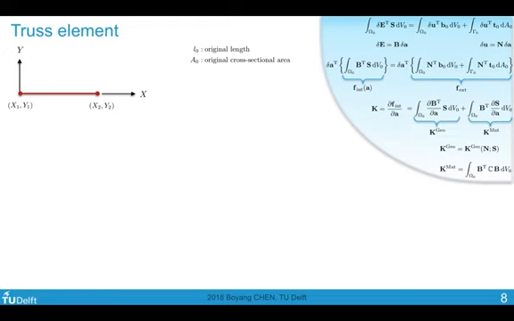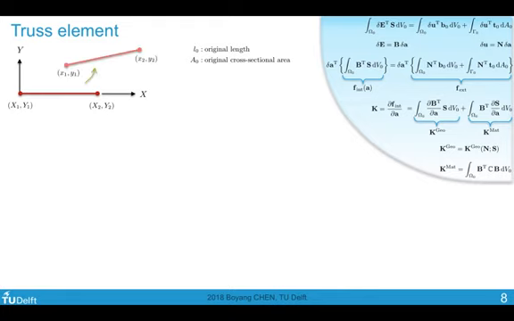Having established the general theoretical framework for geometrical nonlinear finite element method, now I would like to derive the tangent stiffness matrix, in particular the geometric stiffness matrix for a few structural elements, and I would like to start with the truss element. So suppose we have this truss element lying along the x direction, and it has L0 being the original length and A0 being the original cross-sectional area.